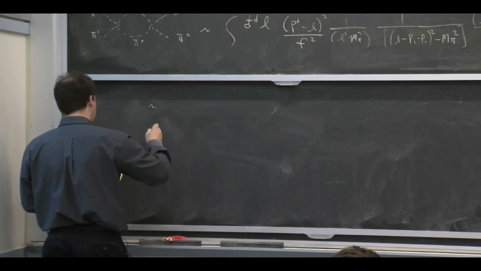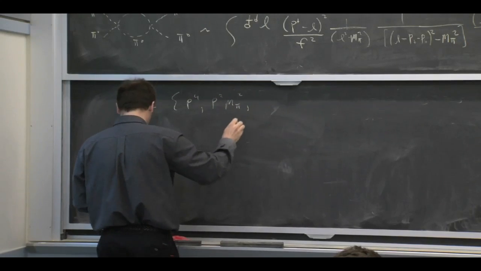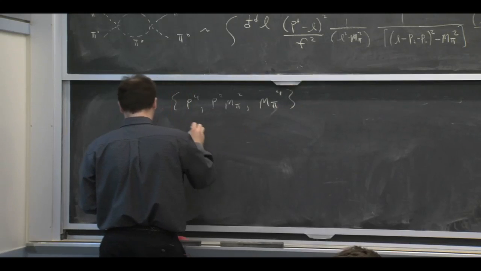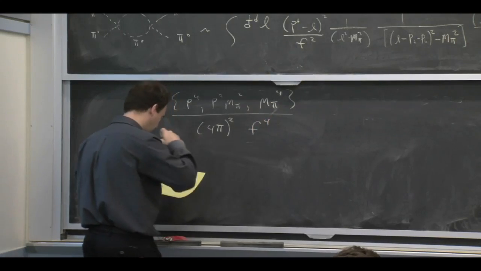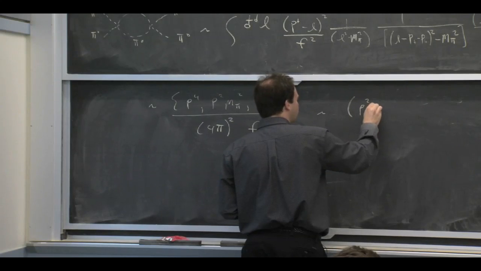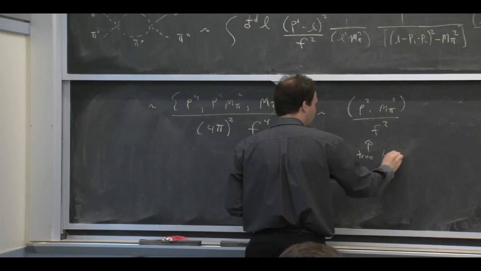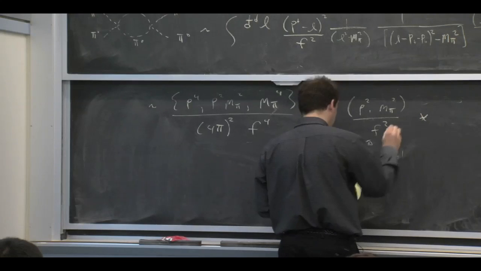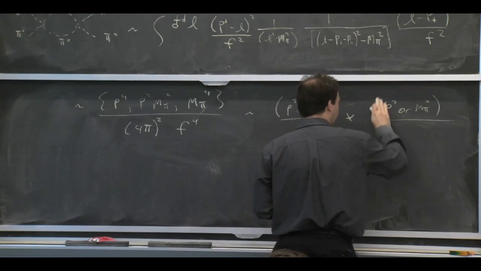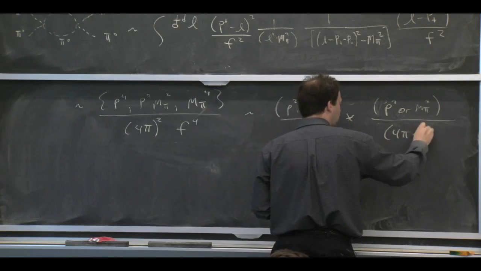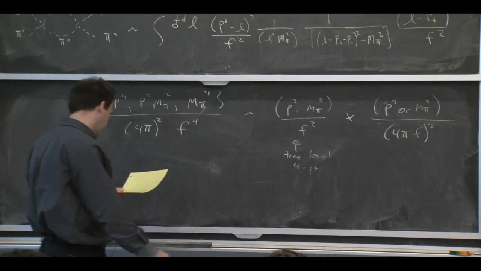So if you do this calculation, just calculate those guys. You get terms that go like p to the fourth, terms that go like p squared m pi squared, terms that go like m pi to the fourth. You get a 4 pi because it's a loop, and then you get an f to the fourth because there's 4 factors of f. So what this behaves like is p squared or m pi squared over f squared, which was our tree level 4-point function, times something that's causing suppression, which is p squared or m pi squared over 4 pi f squared. So the loop is actually down by a factor of p squared over (4 pi f) all squared.